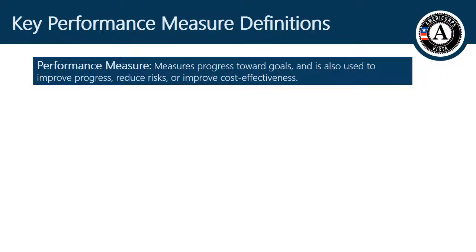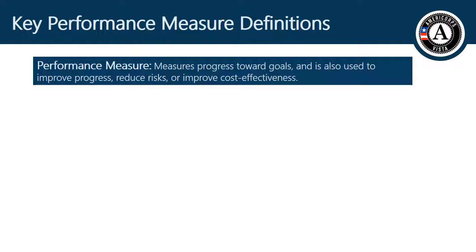Let's take a minute to discuss some key definitions that will help us talk about your project's performance measurement goals. Most importantly, what is a performance measure? A performance measure measures progress towards goals and is also used to improve progress, reduce risks, or improve cost effectiveness.